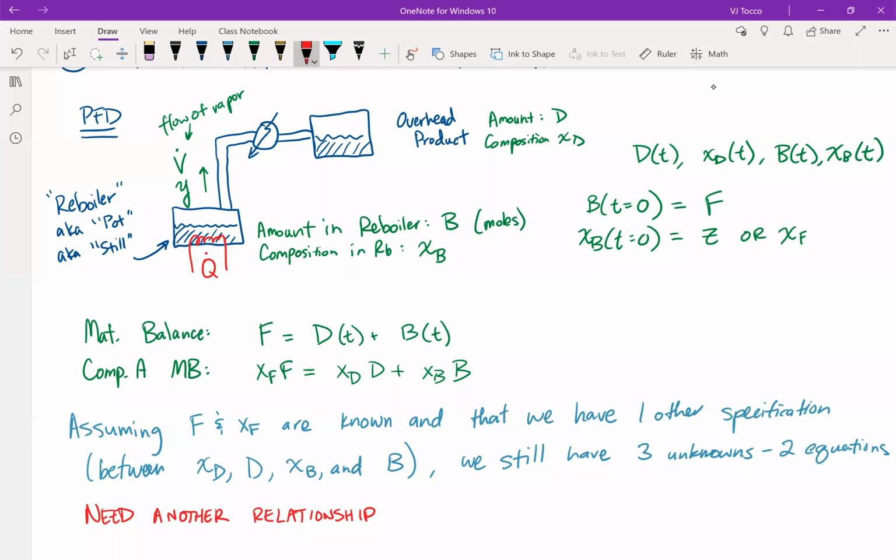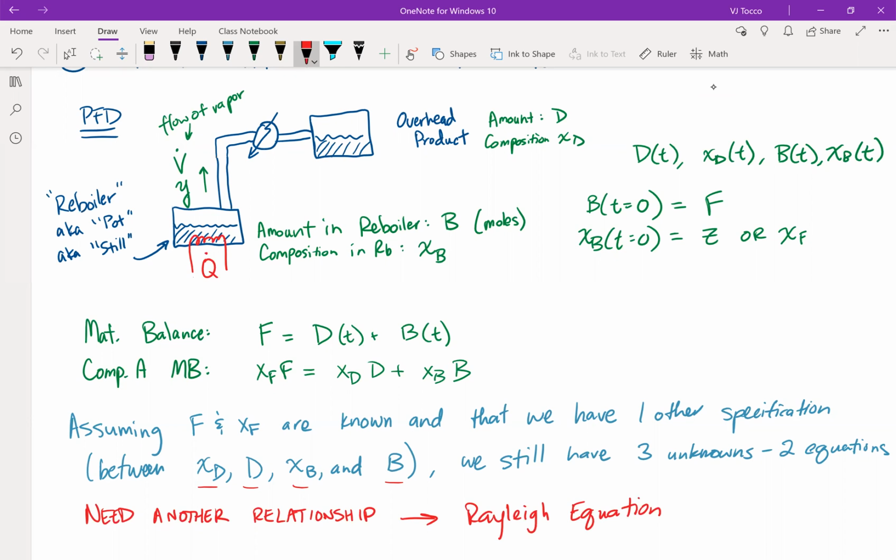So once again, assuming that we have a problem with 3 unknowns, so that would be whichever 3 out of the 4 variables between XD, D, XB, and B are not known, we have 2 equations, 2 material balances to relate them, but we need another relationship in order to relate these 3 variables to each other. And that relationship is going to be called the Rayleigh equation, and that will be the subject of my next video.